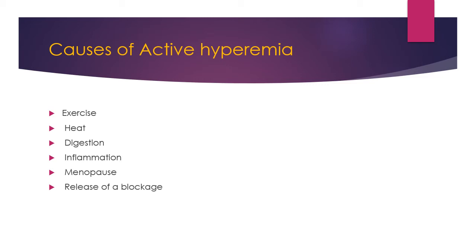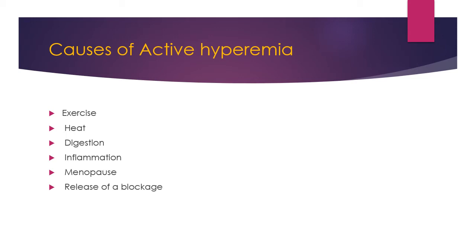The second one is heat. When you are running a high fever or it's hot outside, extra blood flows to your skin to help your body release heat. So heat is also a cause of active hyperemia. The third one is digestion. After you eat, your stomach and intestines need more blood to help them break down food and absorb nutrients. Then inflammation. During an injury or infection, blood flow to the site increases.